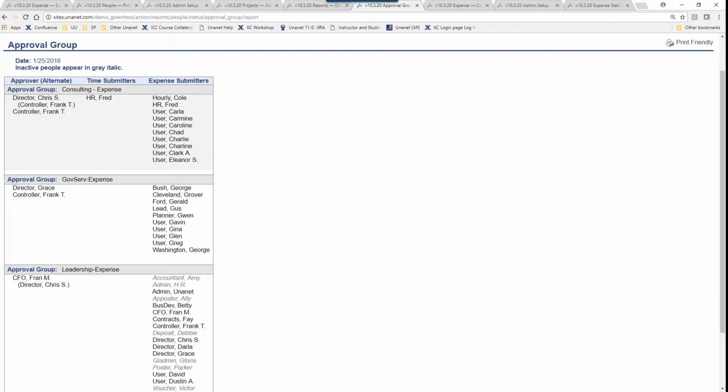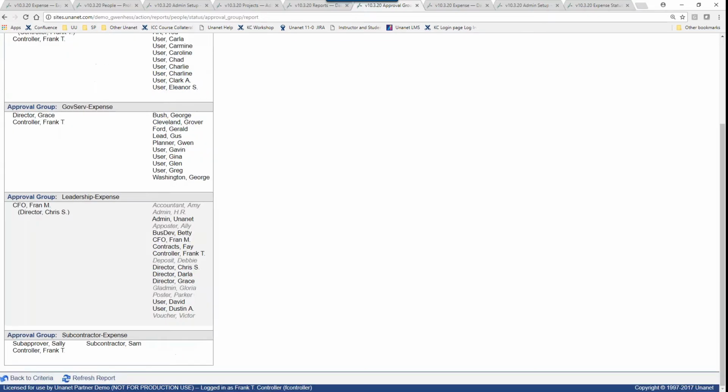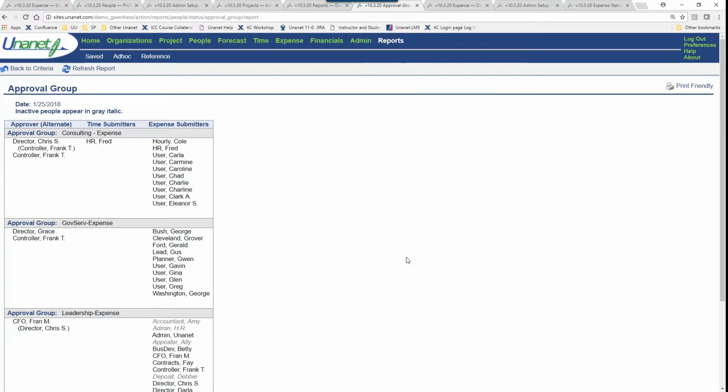You say, that makes a lot of sense, Gwen, but what about that one down here where Fran's the only one that's doing the approval? For DCAA compliance, you cannot approve your own. And if I look over here and see who are the members of this approval group, Frank is a member of this approval group. So when he submits expenses, Fran is the one who is approving them, but he cannot come in now and approve his own. So that's why he's not the second approver in this approval group. Now this report's just a quick way to be able to show that.